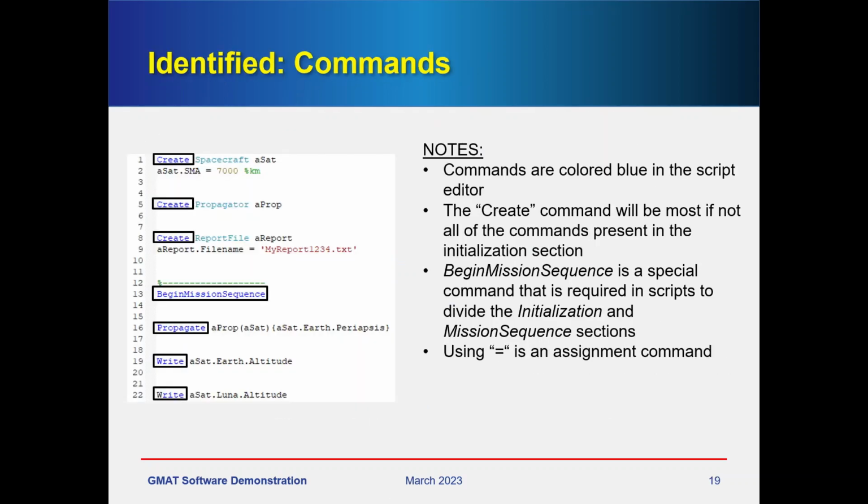Now, let's identify how different scripting elements are shown in GMAT's native script editor. Command text is colored blue. Almost all of the time, the only command in the initialization section will be create. In the mission sequence, propagate and write are commands. Propagate tells GMAT to move the spacecraft through time, and write tells GMAT to write a value to the message window or a report.